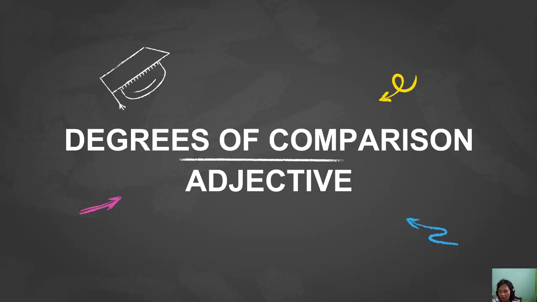Now I want to talk about degrees of comparison. Degrees of comparison is used to compare two things, two persons, or even two qualities. It can be not only for two persons, it can be one to others, more than two things or persons. Degrees of comparison with adjective and with adverb. But in this video, I just want to talk about degrees of comparison with adjectives.